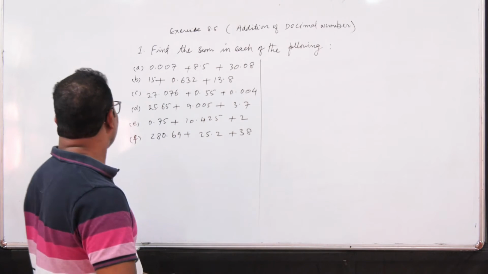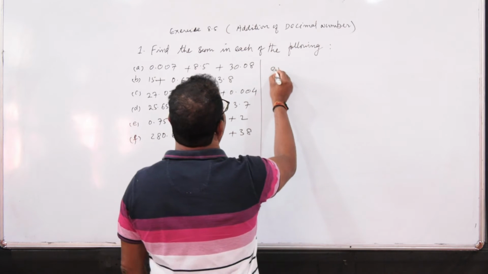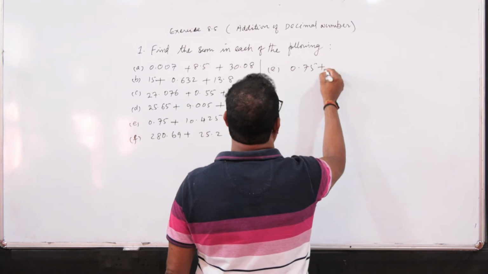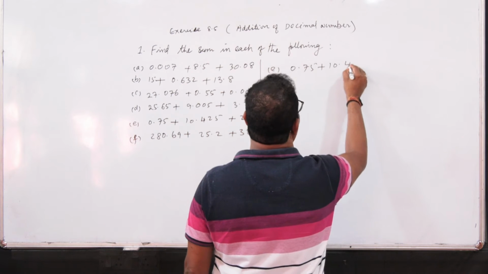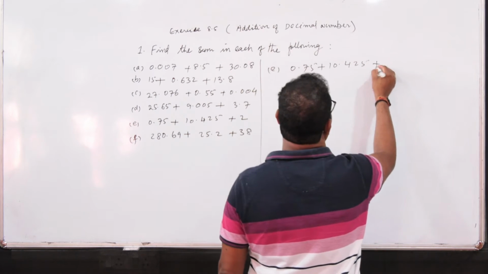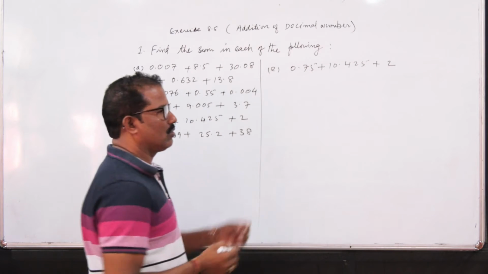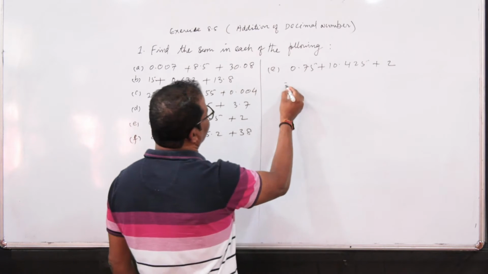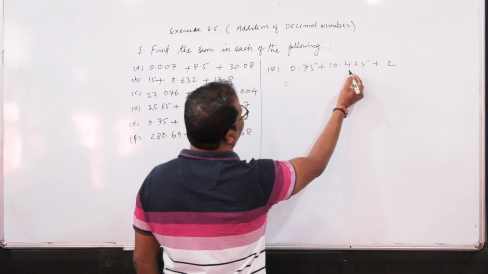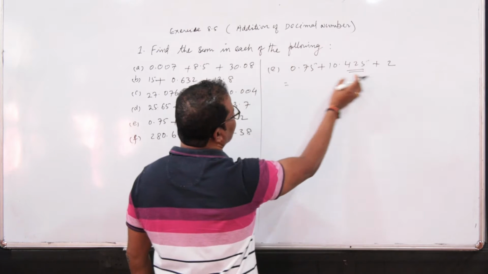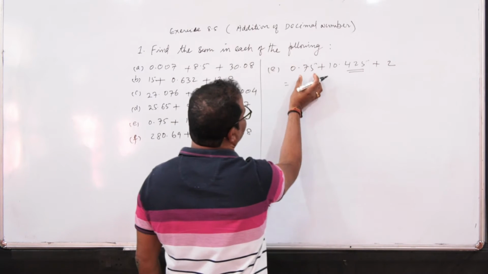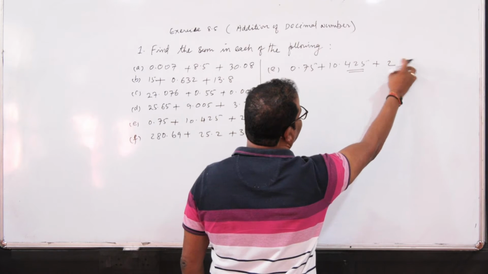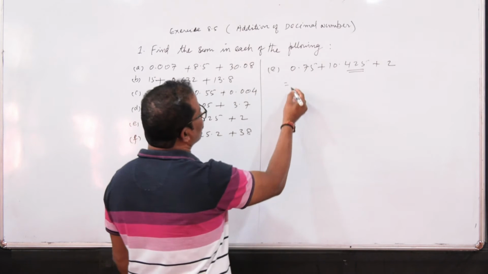Now next question, that is E. That is 0.75 plus 10.425 plus 2 only. So here also the numbers are not in like decimal form. So to convert into like decimals, here the maximum decimal places are 3, but here 2, and here no decimal place is there. That means we have to add 1 zero here, and here a point, then 3 zeros we can add to make them like decimals.